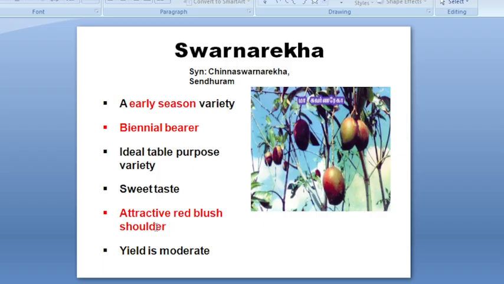Next is Swarnarekha. It is an early season variety. It also has a biennial bearing habit. It is also called off and on bearing, or shy bearing habit. Biennial means that in one year the mango tree will produce excess yield, and the next year there will be a reduction in the yield, or poor yield. Sometimes there is no production of fruits at all.